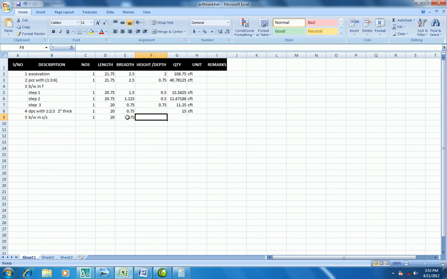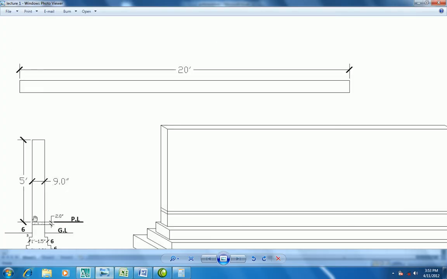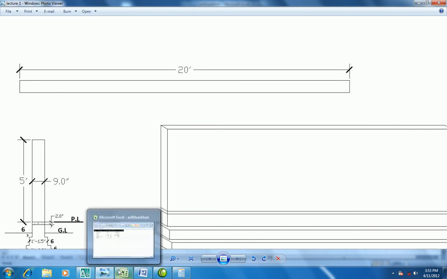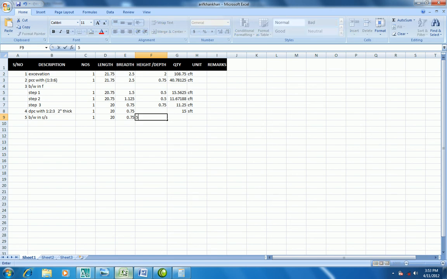And the height of the wall, supposed superstructure, from here up to there, is 5 feet. Now I'm going to calculate: equal to number multiply by length, multiply by breadth, multiply by height, so it has become 75 CFT. So it is CFT for the superstructure brick work.